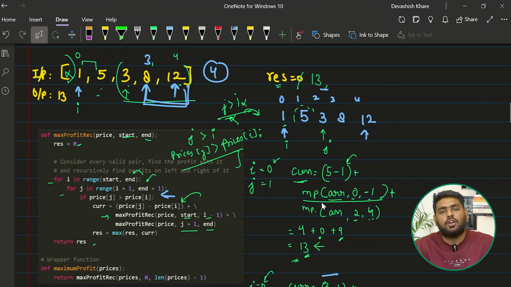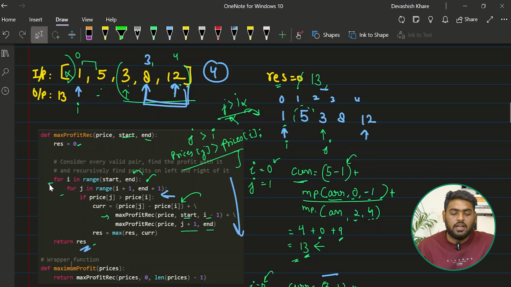So in this manner, we are going to generate all the possible pairs and we will see what is the current profit of all of these values, and we will maximize the profit in the result variable. Eventually, once all of the cases are done, we can return the result. But this solution is not optimized.